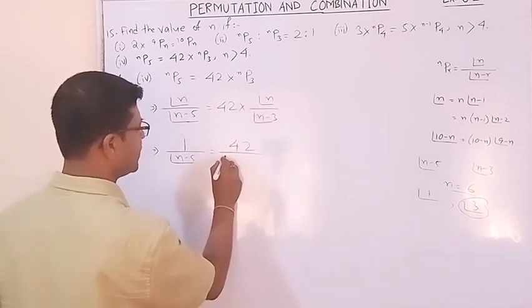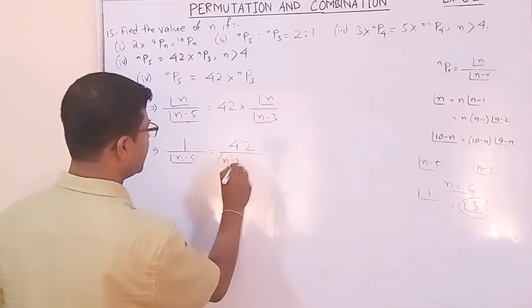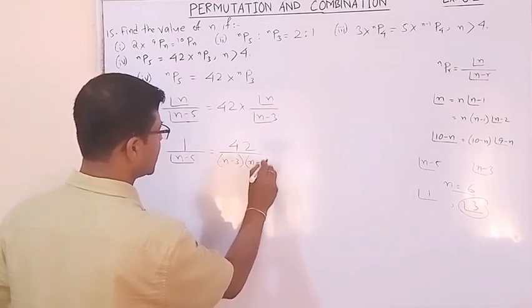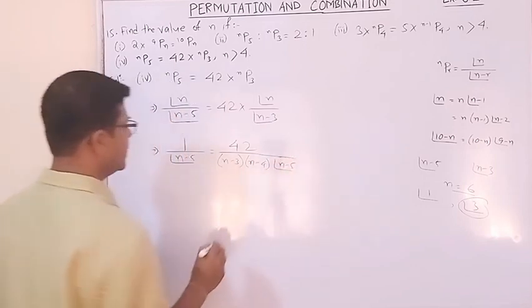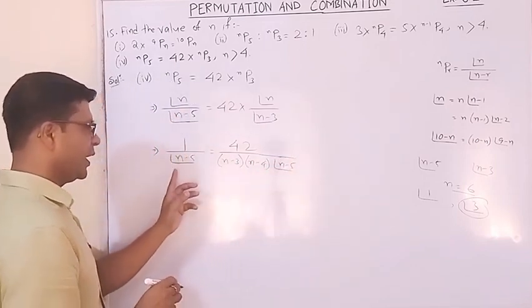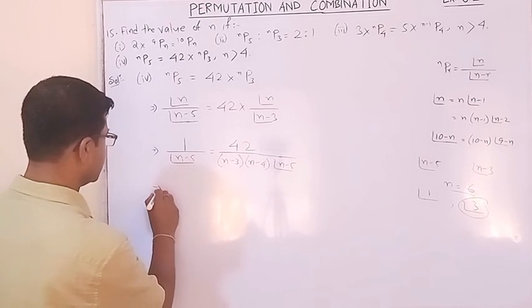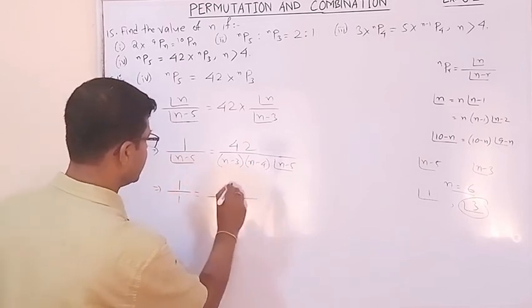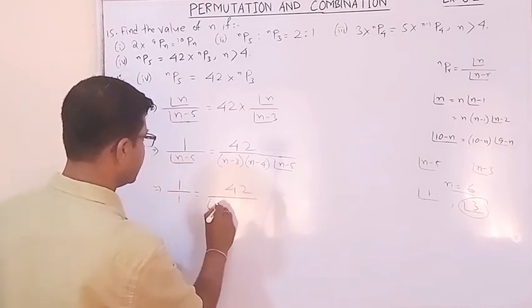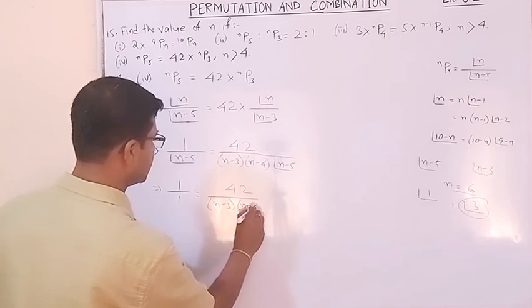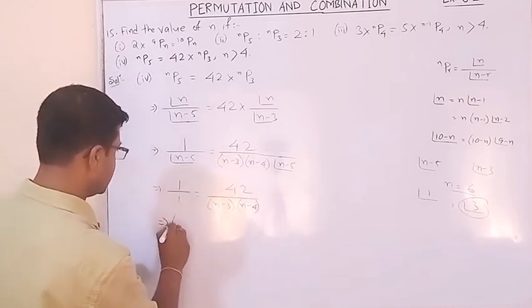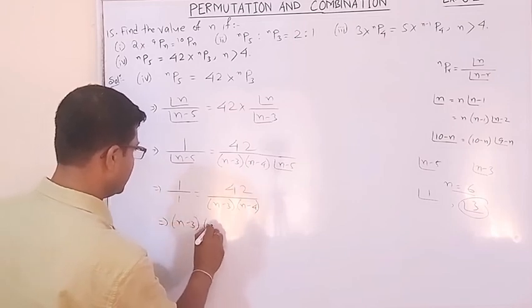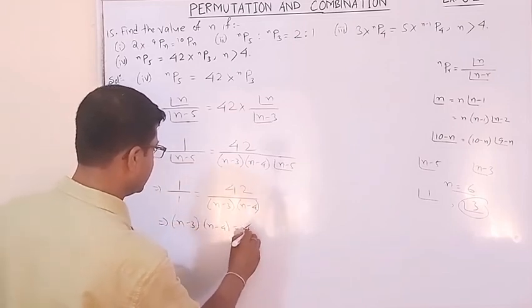Then factorial n minus 3 can be written as n minus 3, next one is n minus 4, next one is n minus 5. So we shall write in factorial. So let us remove factorial n minus 5 from both the sides. So this is 1 by 1, 42 by n minus 3 into n minus 4. Let us cross multiply. This into this equal to this into this. So n minus 3 into n minus 4 equals 42.